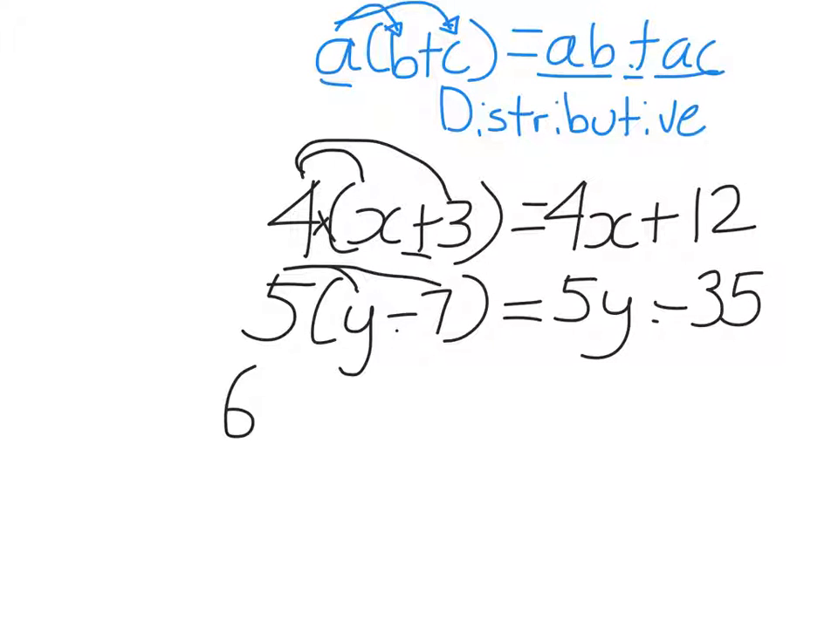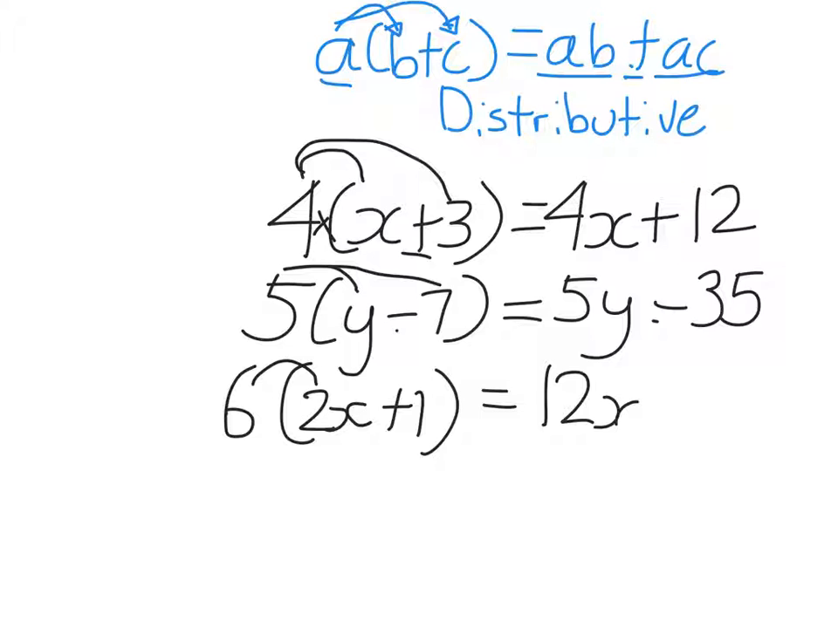So let's say I have 6 times 2x plus 1. It's the same thing. You might be looking at it a little differently, saying, oh, but this time the letter has a number in front of it. We still do it the same way. 6 times 2x is 12x. 6 times 1 is 6.